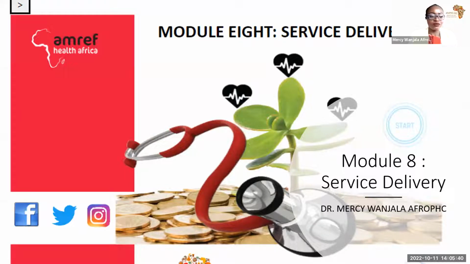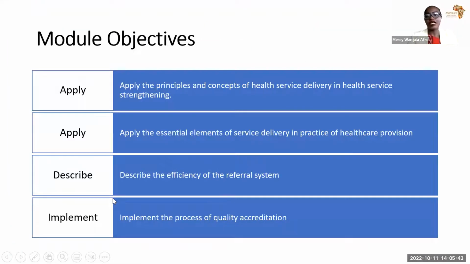Looking at the module today, what we are hoping at the end of this module is that we should be able to apply the principles and concepts of health service delivery, which we'll go through today, and apply the essential elements of service delivery in the practice of healthcare provision. We should also be able to describe the efficiency of the referral system, that is the components of the referral system and how they are supposed to work, and be able to organize and run a referral system. Then also implement the process of quality accreditation.